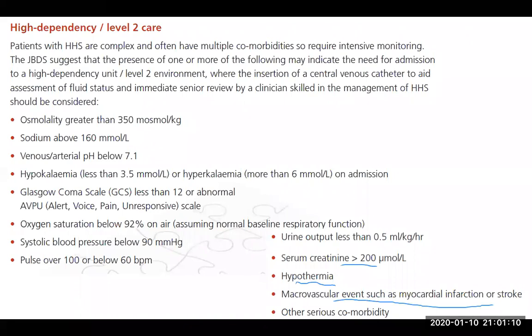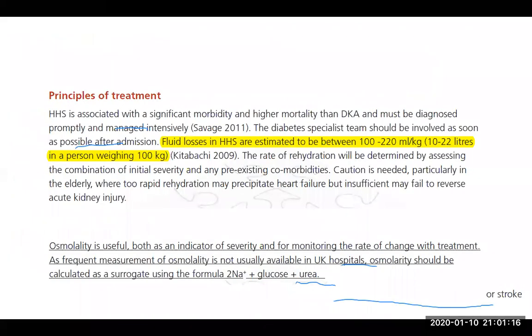This is when to treat your patient in ICU, high dependency, or level 2 care. The most important principle of treatment of hyperosmolar hyperglycemic state is fluid replacement with normal saline. This is the most important step in management. The fluid loss in hyperosmolar hyperglycemic state is about 10 to 20 liters in a person weighing 100 kilograms. It is a very large volume of fluid that must be given to our patient.